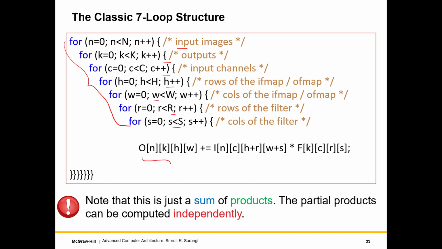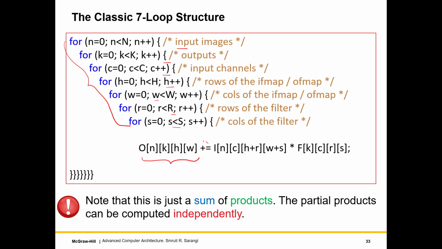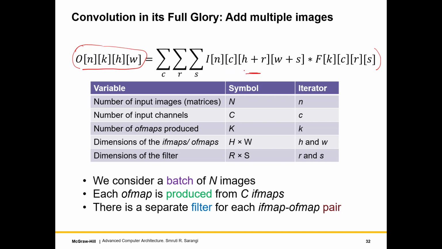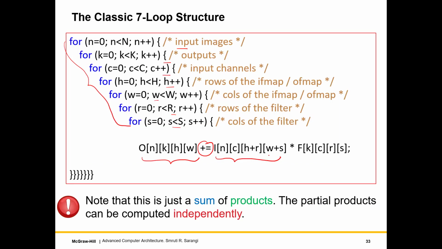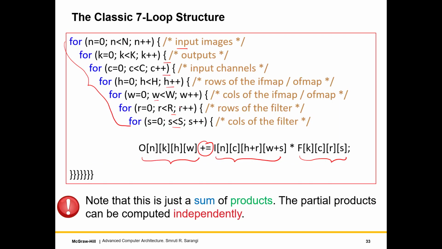In every case, O, N, K, H, W, which is nothing but this value over here, is essentially a summation. That's the reason you have plus equal to. And you assume that this is initialized to 0, of course. It is basically this value of N, C, H plus R, W plus S multiplied with its corresponding filter value, which is also given here. So as you can see, these 7 for loops are a direct representation of the summation formula that we had in the previous slide.